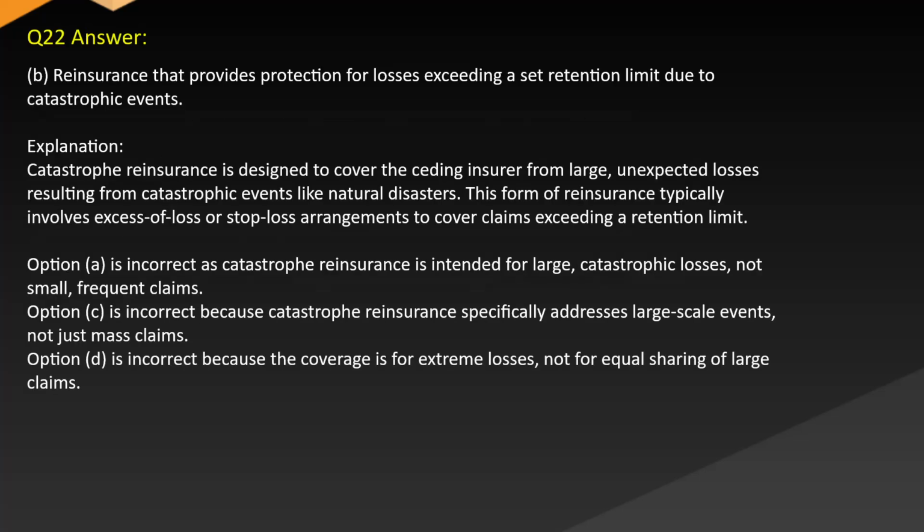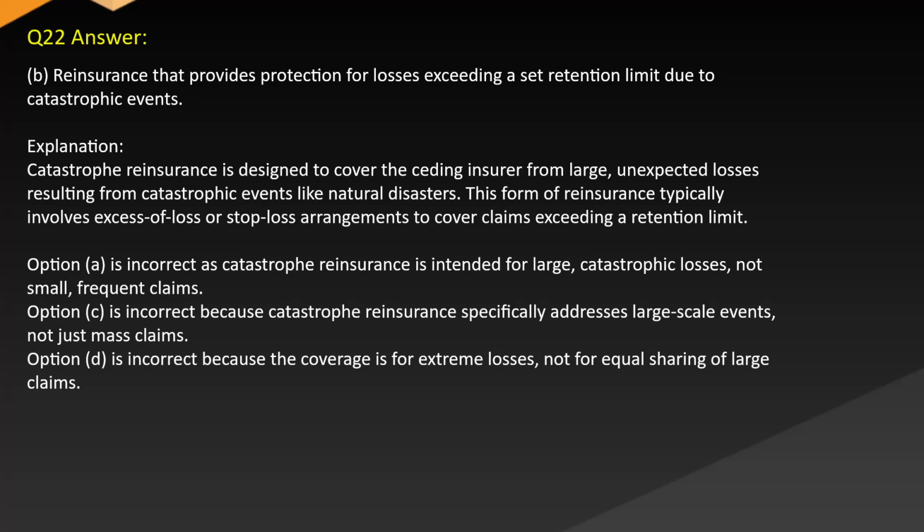Answer: B. Reinsurance that provides protection for losses exceeding a set retention limit due to catastrophic events. Explanation: catastrophe reinsurance is designed to cover the ceding insurer from large unexpected losses resulting from catastrophic events like natural disasters. This form of reinsurance typically involves excess of loss or stop-loss arrangements to cover claims exceeding a retention limit.